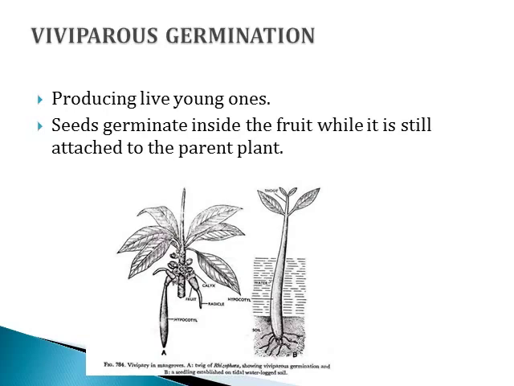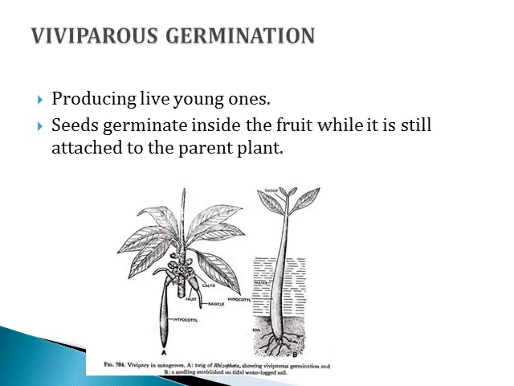Okay, so here the seeds germinate inside the fruit while it is still attached to the parent plant, and after it falls from the parent plant it grows into a new plant, and hence it is called viviparous germination. For an example of viviparous germination, you can take Rhizophora.